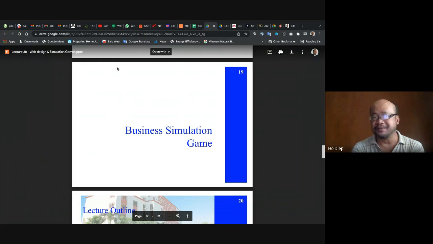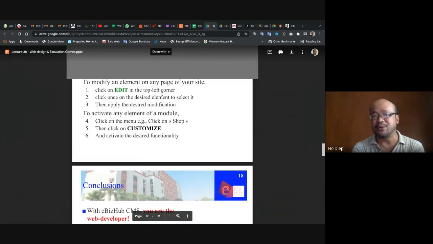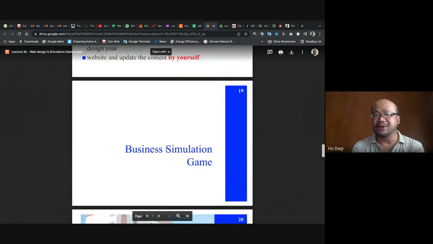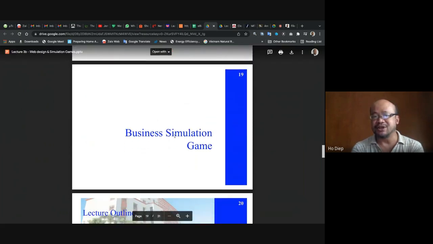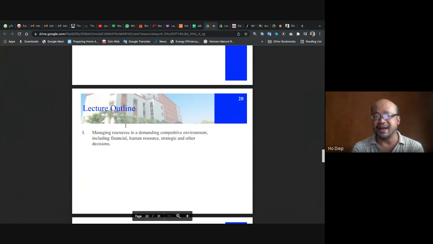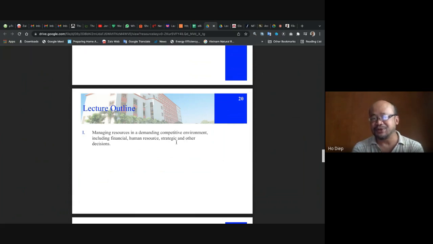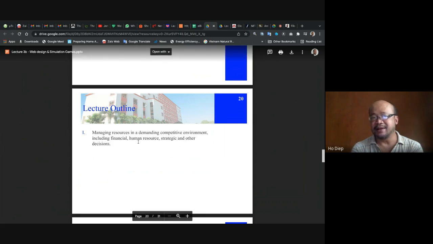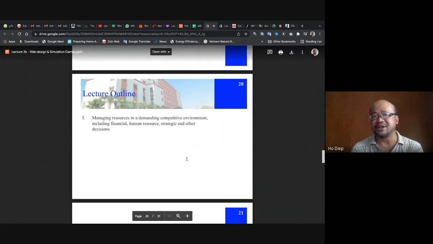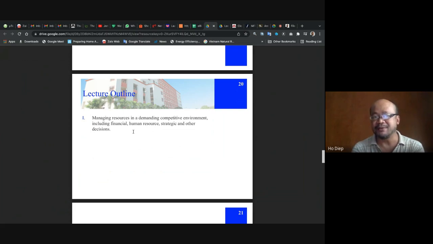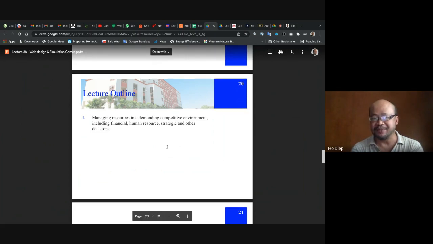In lecture 3, if you skip past the website stuff, you'll end up at the business simulation game lecture notes. So in this simulation game, we will manage resources in a demanding competitive environment, including financial, human resource, strategies, and other decisions which you need to make, such as venture capital, where you're going to borrow money from venture capital, as well as IPO, initial public offering.